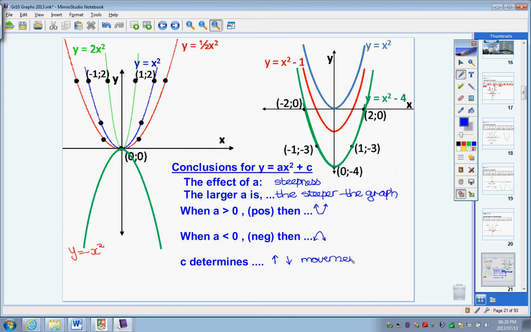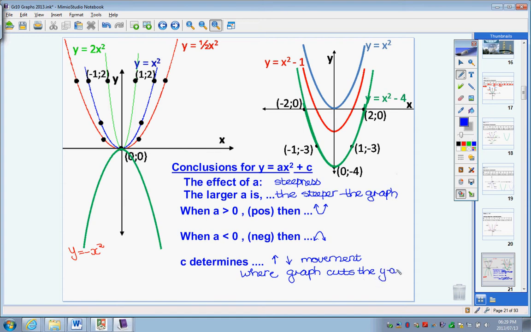And it also tells us where the graph cuts the y-axis. So where the graph cuts the y-axis.